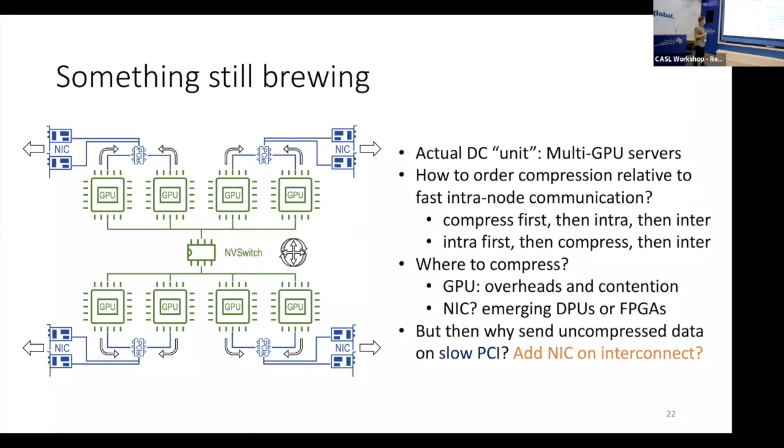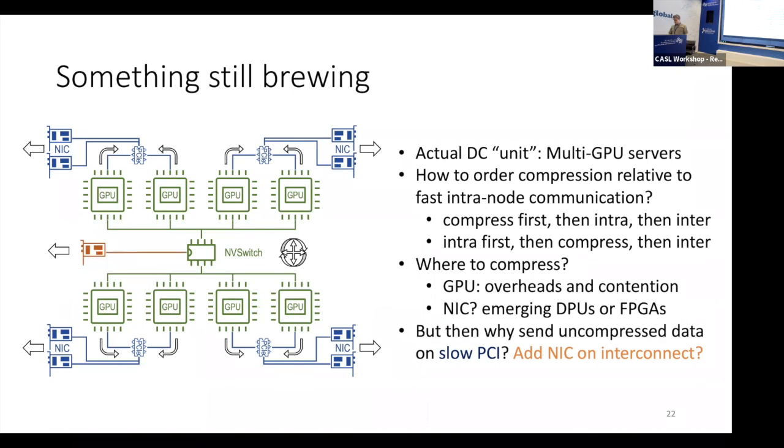We're even thinking, if I'm going to do something like that, and I end up with gradients that are compressed, then why would I want to send that data over a slow PCI Express bus? Why can't I just put the NIC directly on the interconnect, maybe some kind of FPGA, where I can directly offload the cost of compression? Why should I do that?